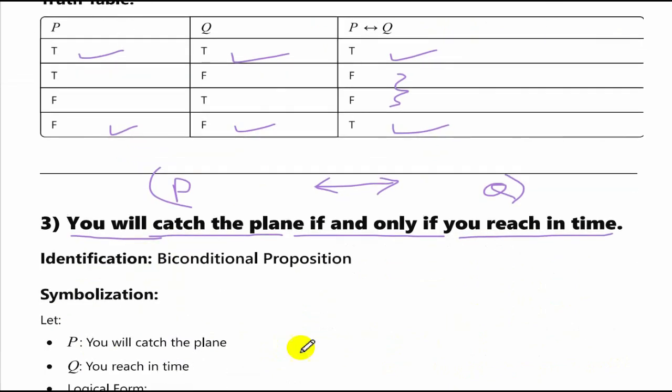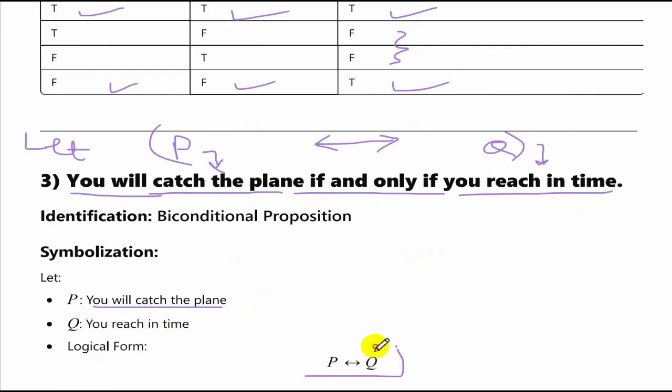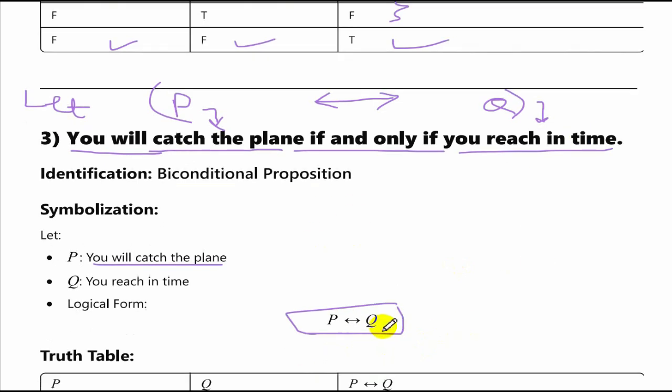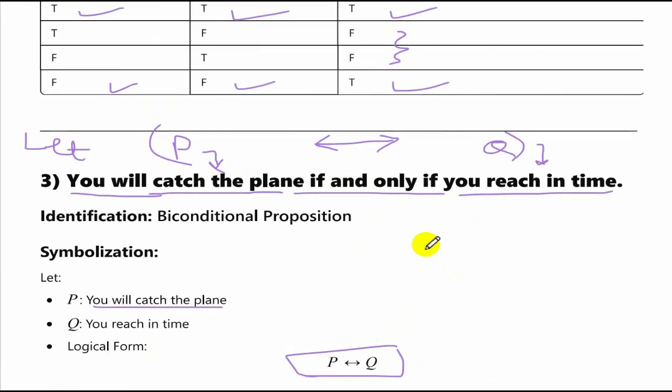Now let's look at the symbolization. Let P be: you will catch the plane. Let Q be: you will reach in time. Logical form is P if and only if Q. If and only if you reach on time, you'll be able to catch the plane, or you'll catch the plane if and only if you reach in time. It's the same thing. Okay, now again the same truth table you have to do.